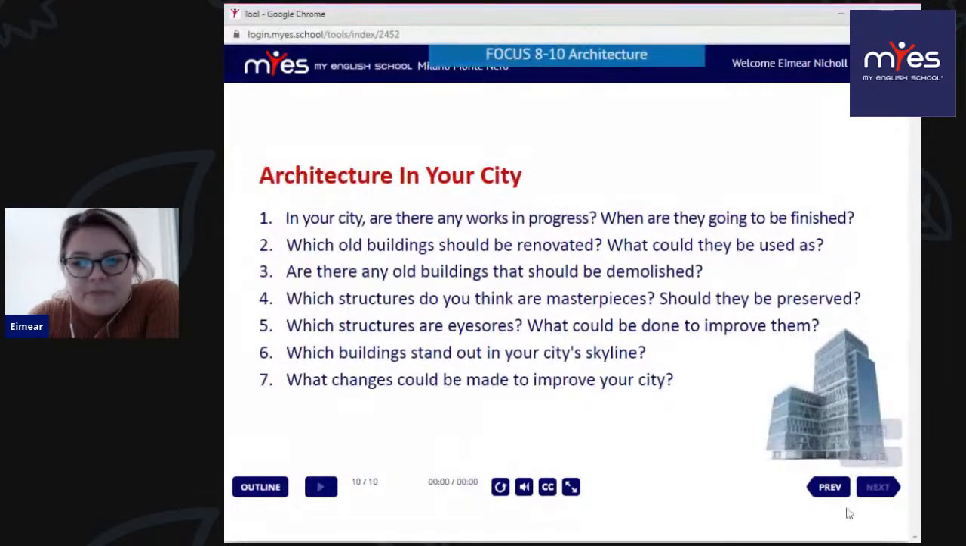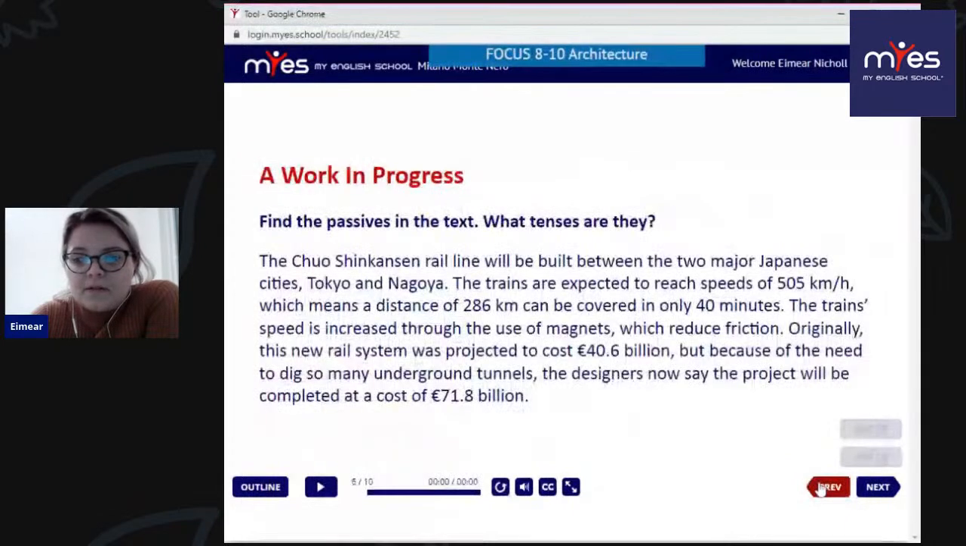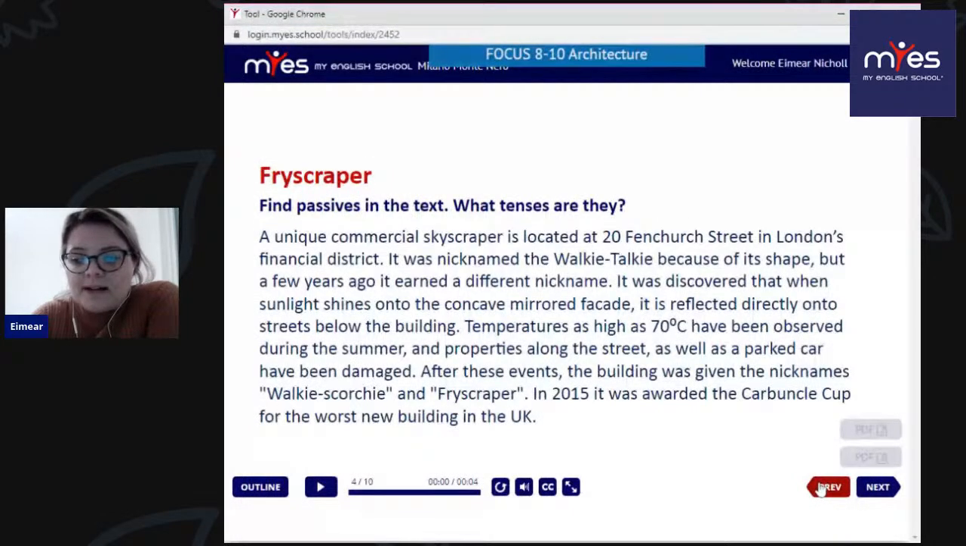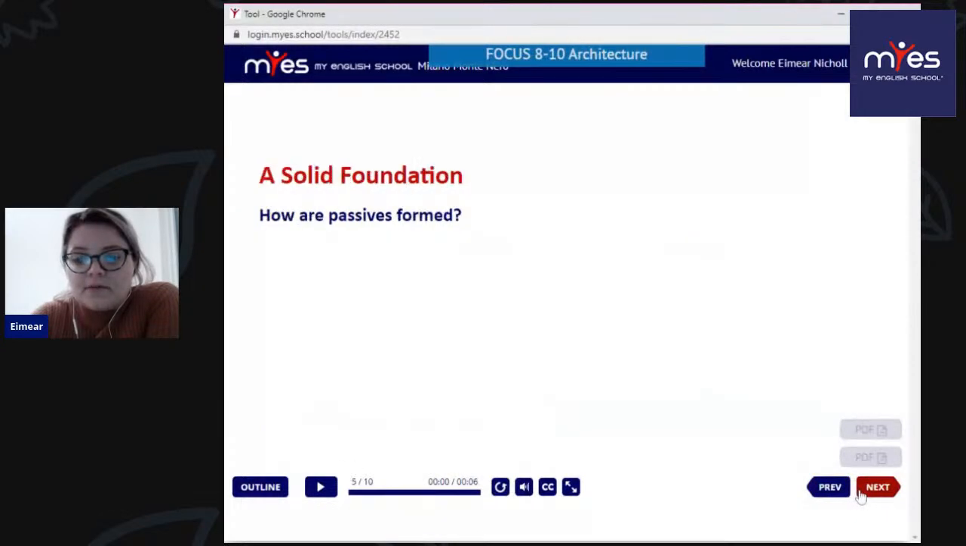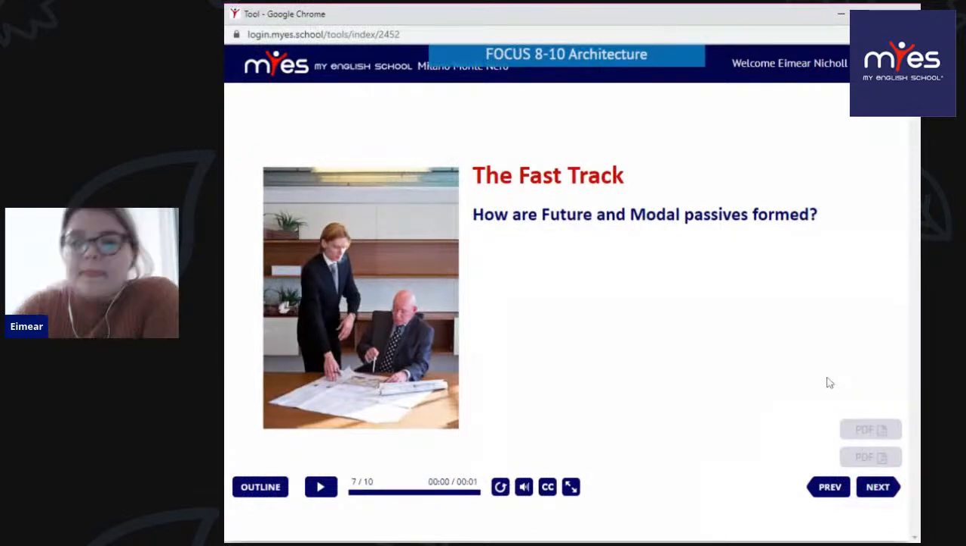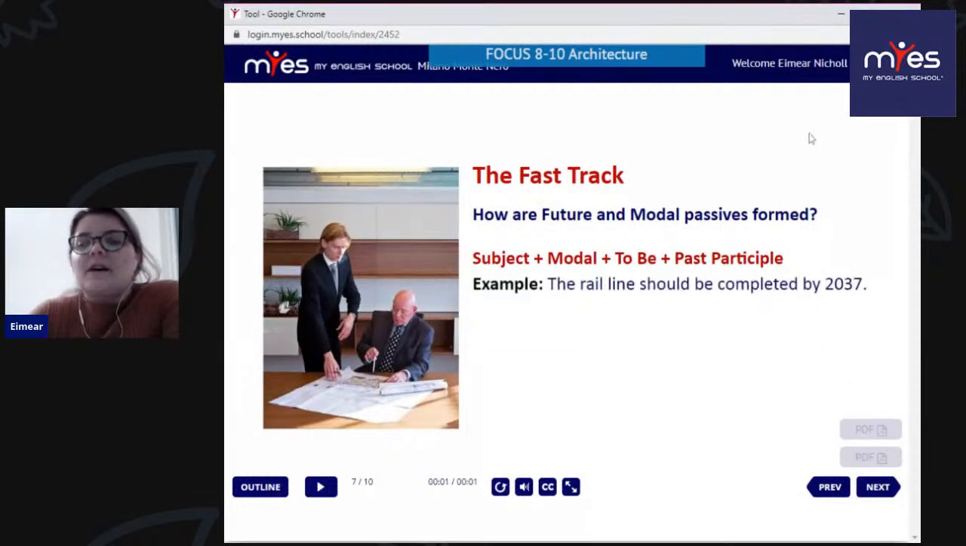So just for a quick review of our passives. Okay. So just a quick review of our passives. So how are future and passives formed? Do you remember? So we first have our subject, then modal verb, to be, and past participle. So for example, the rail line should be completed by 2037.